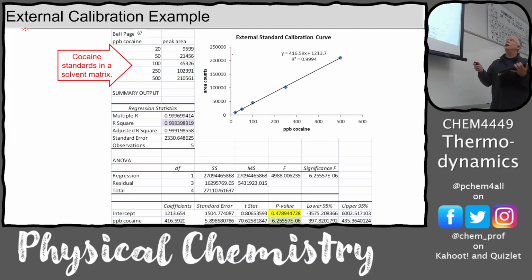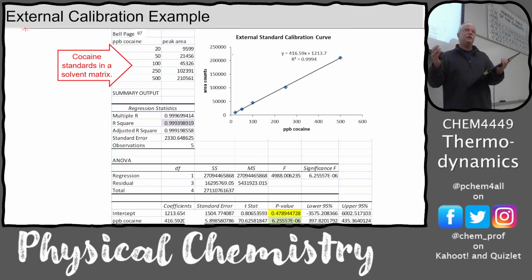Nice, beautiful line. R squared is great, 0.9994, so 3 nines. I mean, it's even better if you have 4 nines, but still, that's pretty good. It's respectable. And here's our slope and our intercept. But once again, we don't have the uncertainties on those values. So we don't want to just use a trend line.